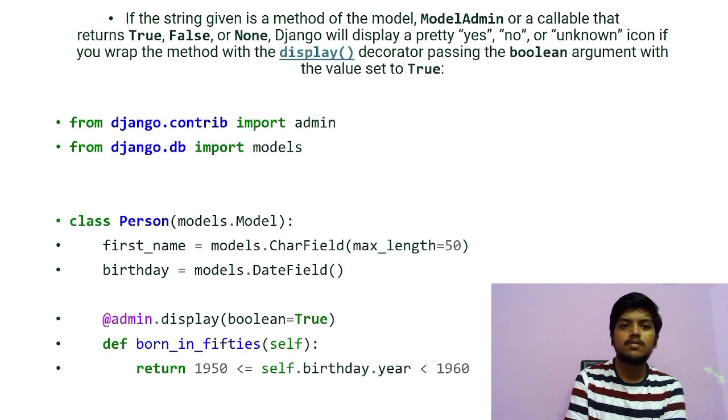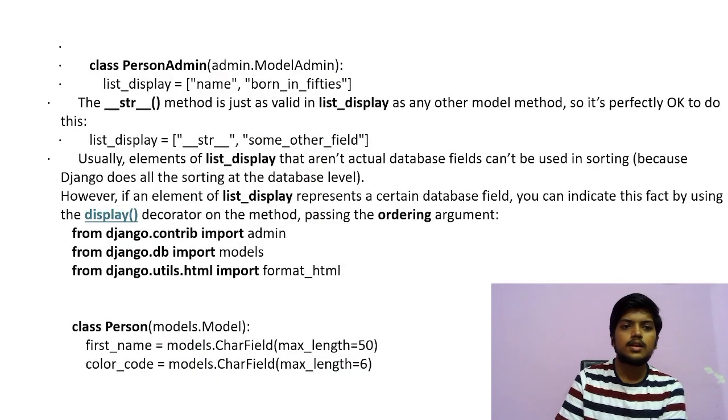If the string given is a method of the ModelAdmin or a callable that returns True, False, or None, Django will display a pretty yes, no, or unknown icon if you wrap it with the display decorator passing the boolean argument. class PersonAdmin(admin.ModelAdmin): list_display = ('name', 'born_in_fifties'). Usually these elements of list_display that aren't actually database fields can't be used in sorting. Django does all the sorting at the database level.